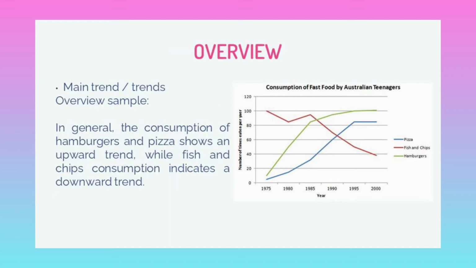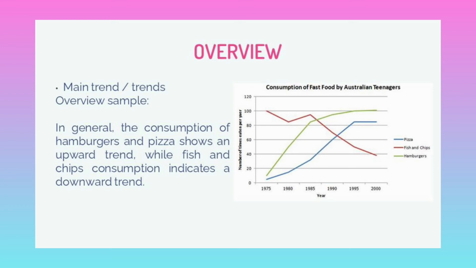Moving on to the overview. We should write the main trend or trends in the overview. A trend is the direction of movement from a graph or chart. Let's see this sample chart. This chart has three lines. However, it doesn't mean that this chart has three trends.